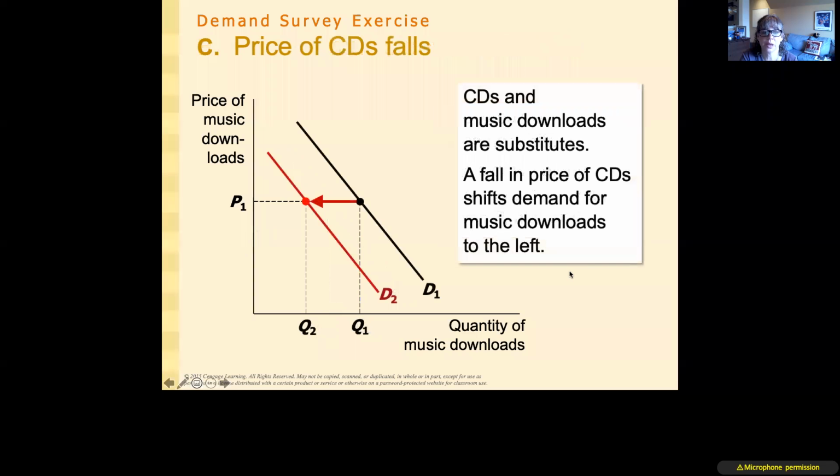The third example is the price of CDs falls. Assuming that they're substitutes, if the price of CDs falls, people are going to substitute away from music downloads to CDs, if indeed they consider them to be substitutes. You could look at this in terms of two different streaming systems, Hulu and Apple TV or something. If one goes down, people are going to substitute away from it. In that case, the demand curve shifts inward or to the left.